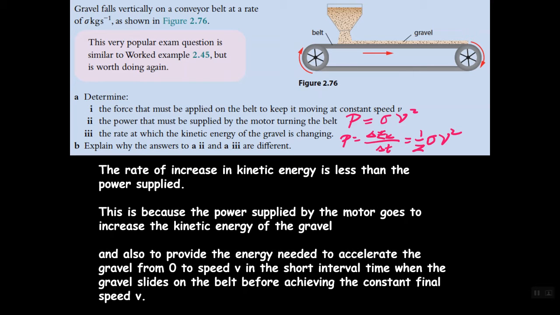This is because the power supplied by the motor goes to increase the kinetic energy of the gravel and also provide the energy needed to accelerate the gravel from 0 to speed v in a short interval of time when the gravel slides on the belt before achieving the constant final speed. Therefore, the rate at which kinetic energy changes is half of the power supplied by the motor.